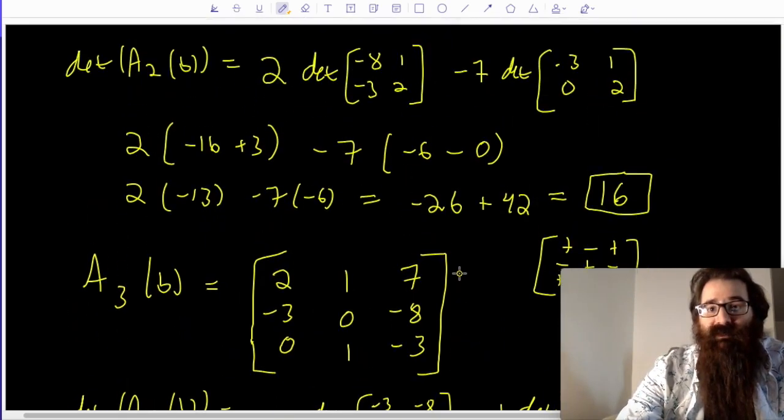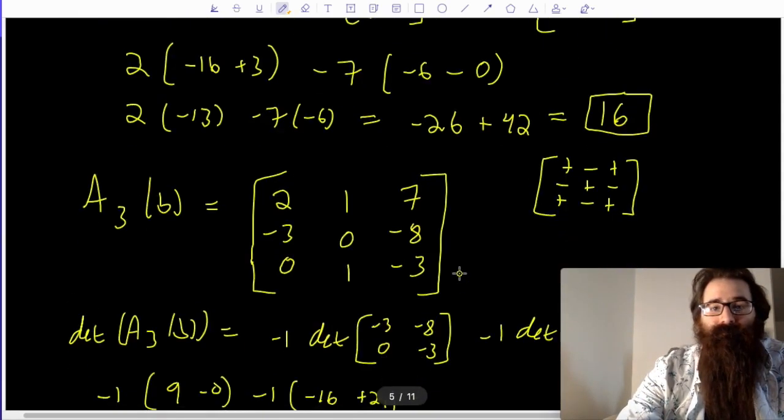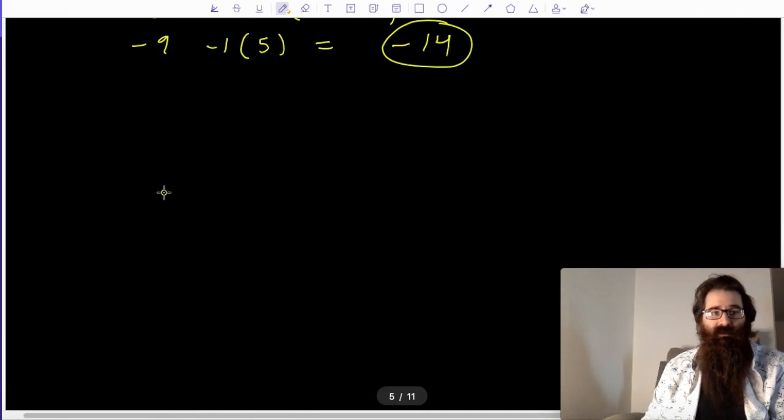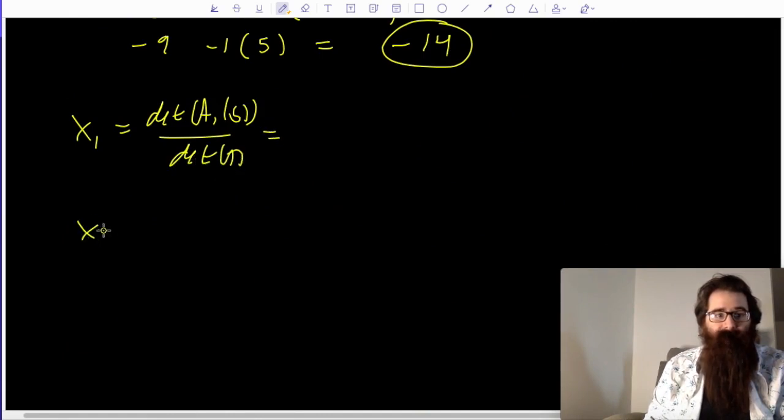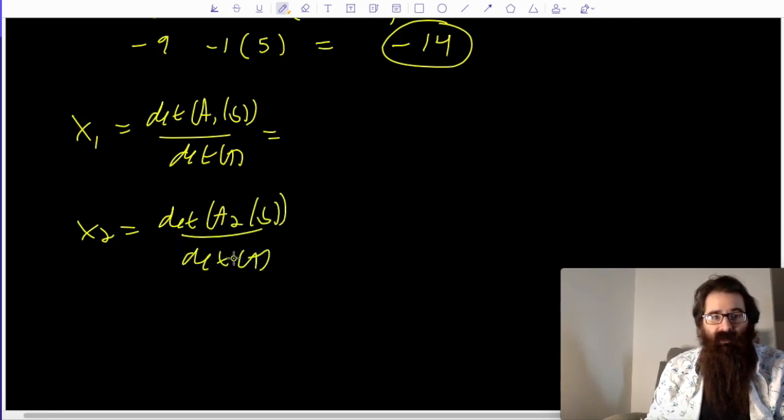So I should have all my pieces. I found them, I circled them all. We're ready to build the parts to our solution. X sub 1 is the determinant of A sub 1 at B divided by determinant of A. X sub 2 is the determinant of A sub 2 at B divided by the determinant of A. And X sub 3 is the determinant of A sub 3 at B divided by determinant of A.